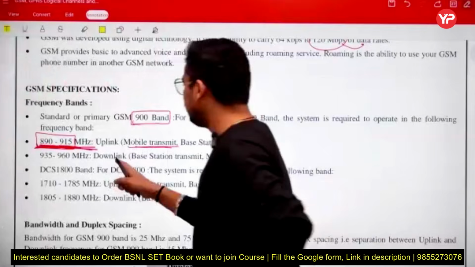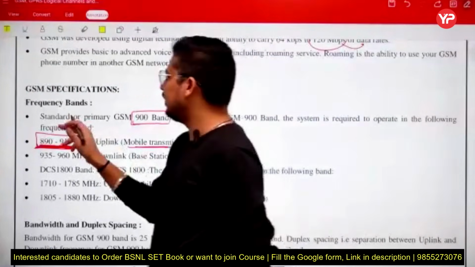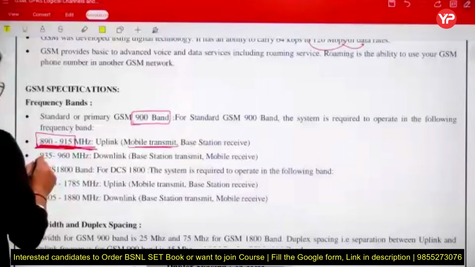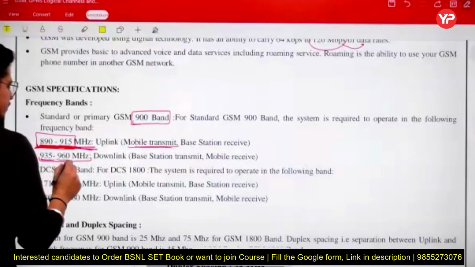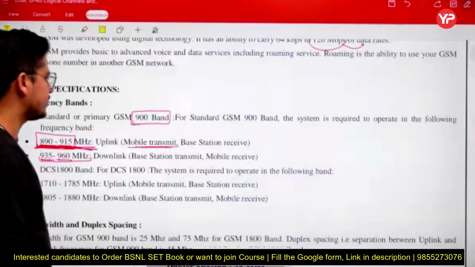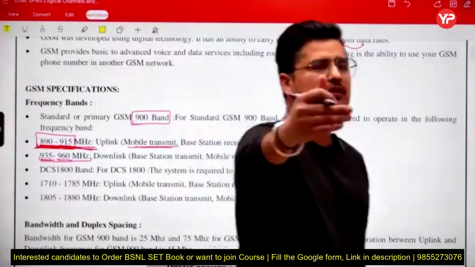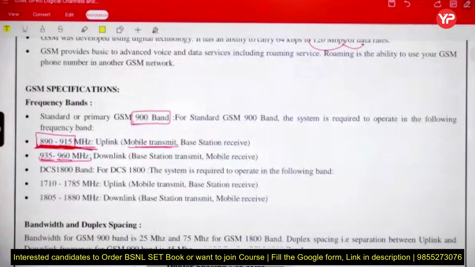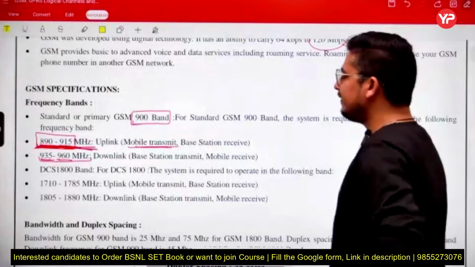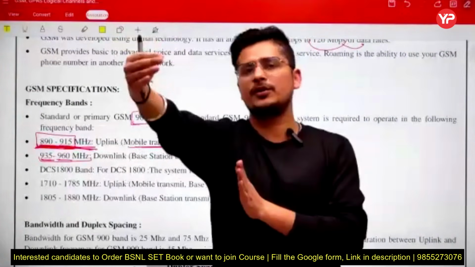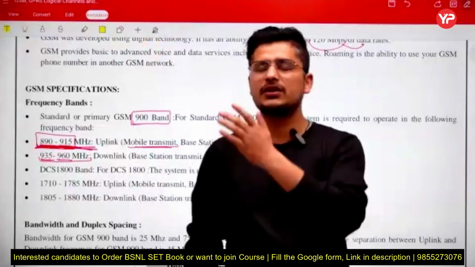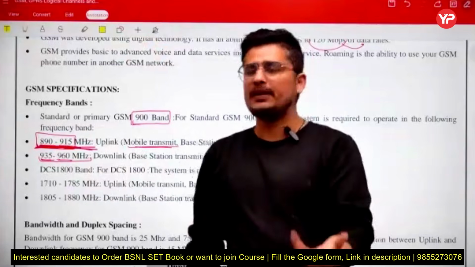Whenever we talk about the downlink frequency for GSM 900, we are using 935 to 960 megahertz. That means it is transmitting the information from the base station to the mobile user. So we have separate channels for transmitting the information from the base station to the mobile user and from the mobile user to the base station.